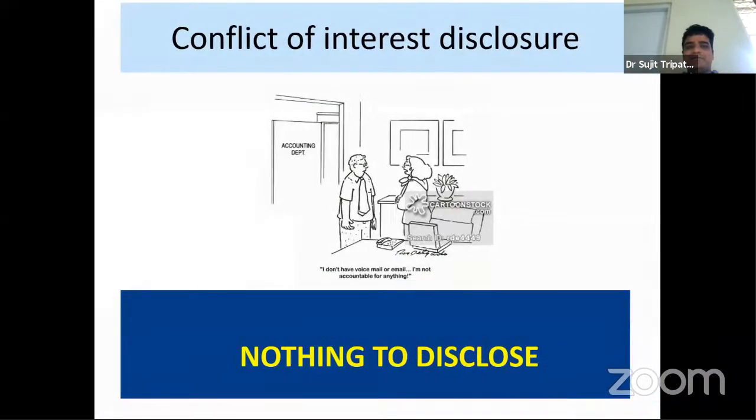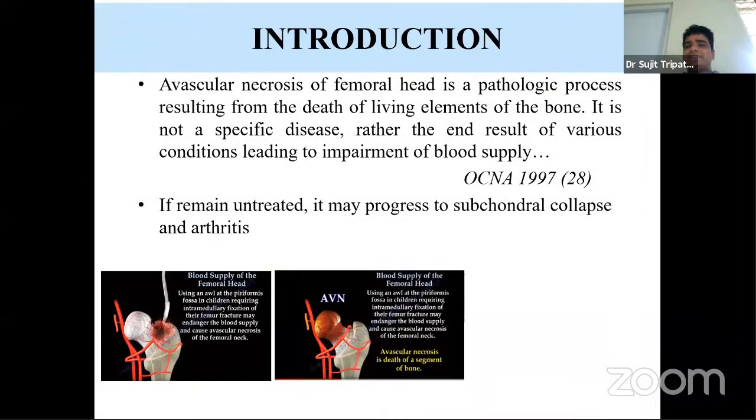Anyway, first of all, we all know what is avascular necrosis of the femoral head. Now the better term is osteonecrosis, because many people believe that it is not an avascular necrosis process, rather certain drugs and certain disease processes cause a cytotoxic effect and directly cause the death of the osteocytes. That's why it is better termed osteonecrosis of the femoral head.